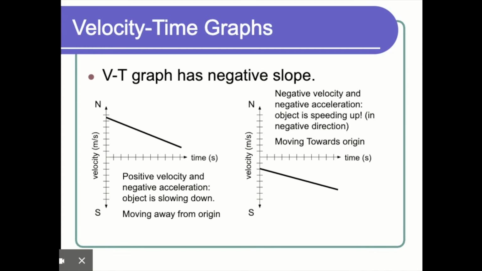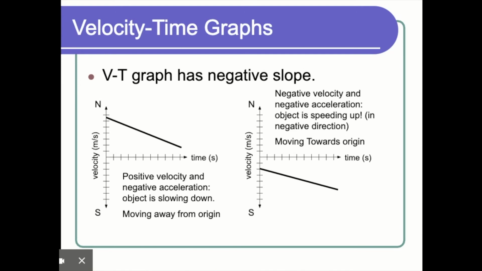To summarize everything that we talked about, when our velocity and our acceleration have the same sign, it's going to mean that we're speeding up. So, for instance, positive velocity and positive acceleration, or negative velocity and negative acceleration. On the flip side, if our velocity and acceleration have opposite signs, so positive velocity and negative acceleration, or negative velocity and positive acceleration, it's going to mean that I'm slowing down.